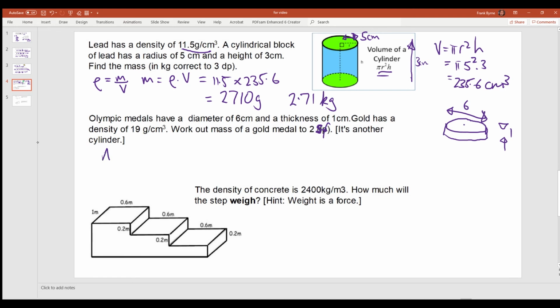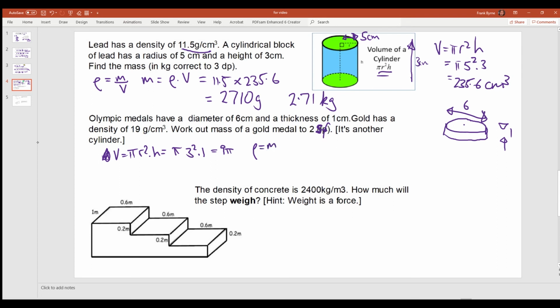So the volume is pi r squared h, which is pi times the radius. Don't fall over here, the radius is 3, so it's 3 squared. The height is 1, so I'm just going to leave that as pi for now. So that's 9 pi, which is approximately a little bit over 27, isn't it? Let's just leave it as pi for now.